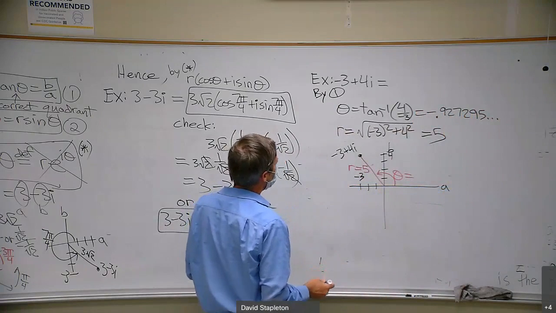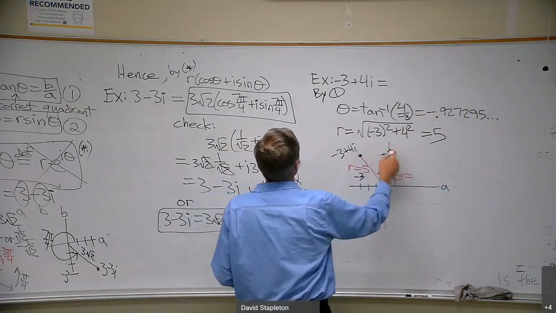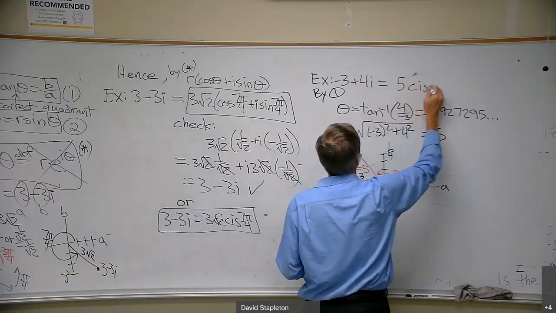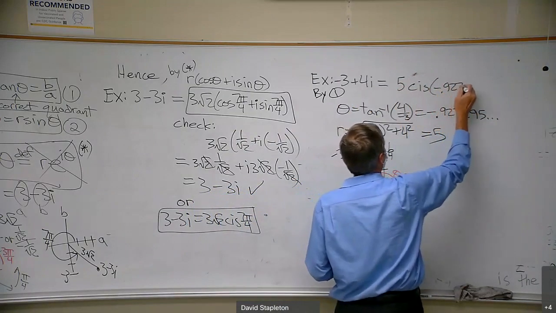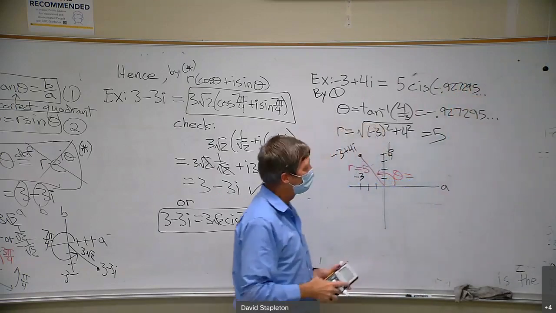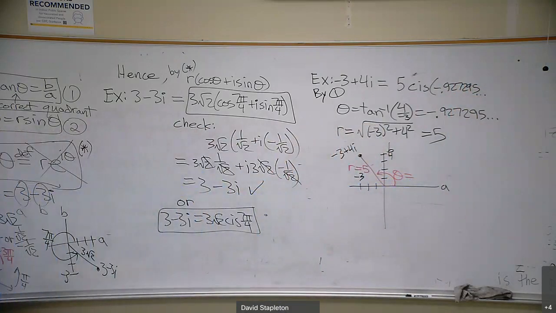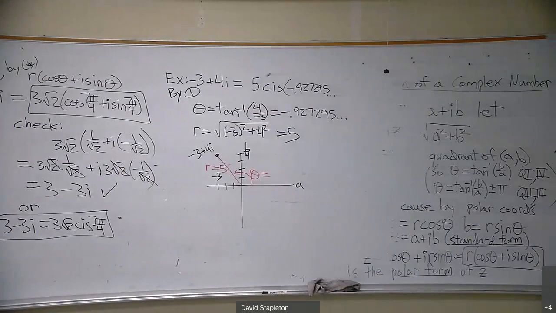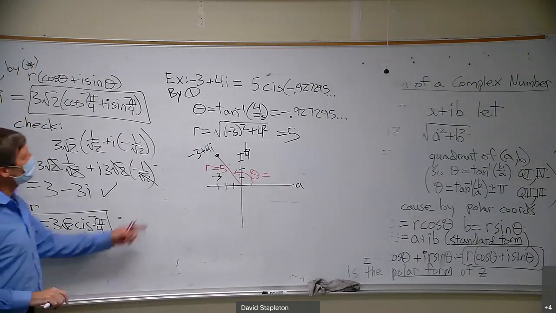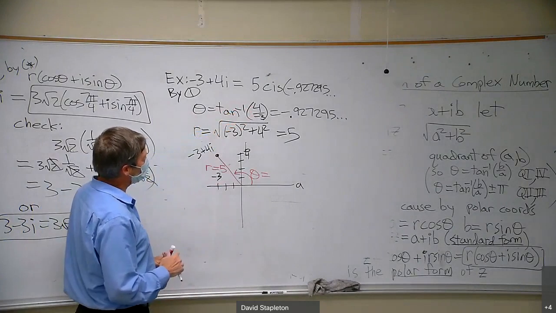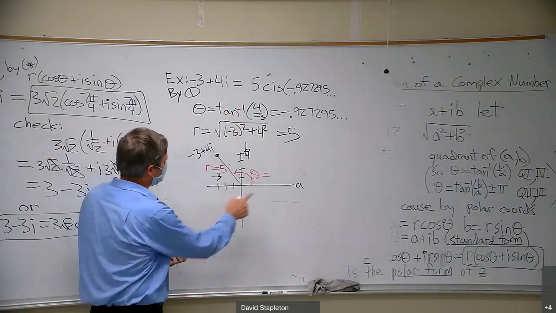And so we got this representation: this number is equal to 5 times cosine plus i sine of minus 0.927295, is it? Something's wrong here. What's wrong? The answer is this arctangent isn't right. We have tangent theta equals 4 over minus 3, but there are two solutions to that within one rotation.